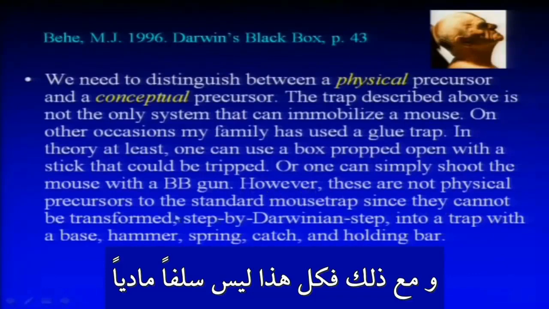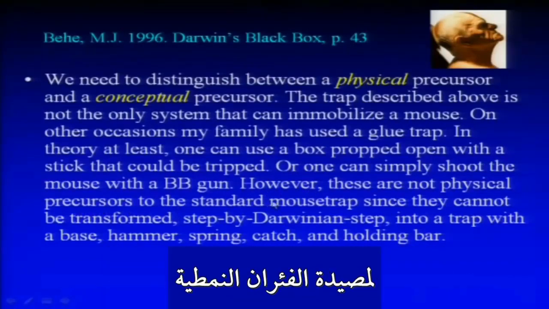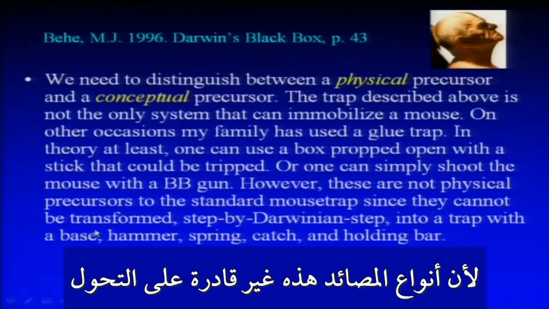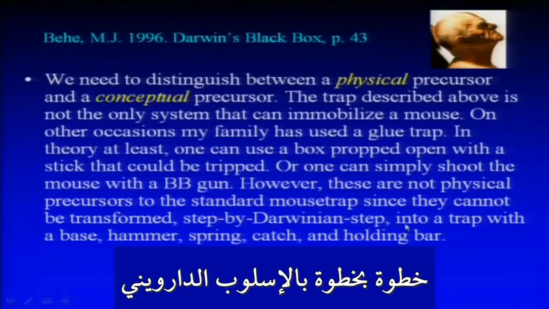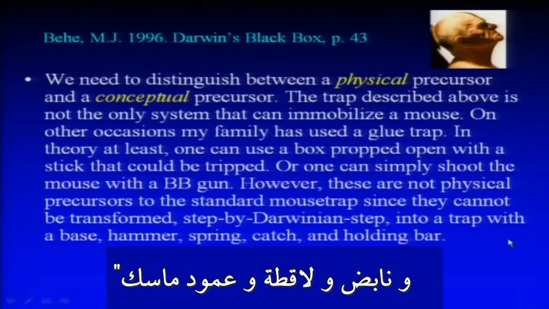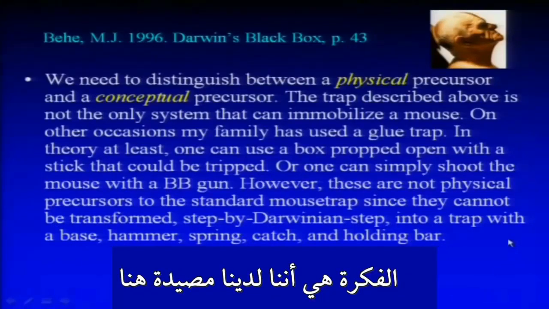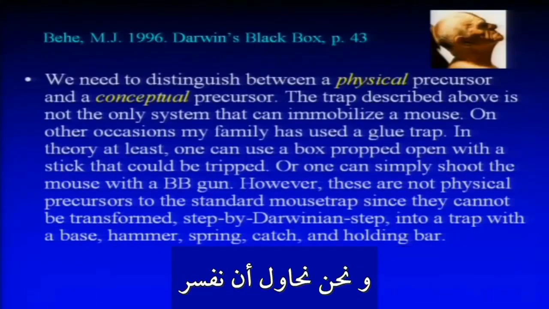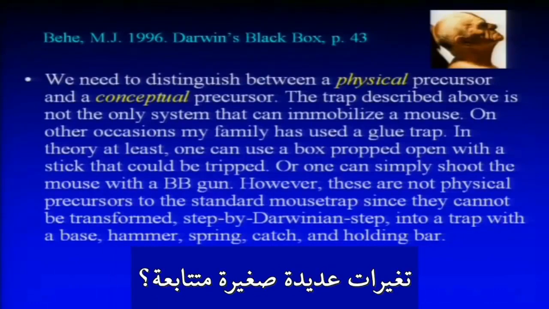However, these are not physical precursors to the standard mousetrap, since they cannot be transformed step by Darwinian step into a trap with a base, hammer, spring, catch, and holding bar. The point is, we have a trap right here that we're trying to explain. Can we get to that by numerous successive slight modifications?